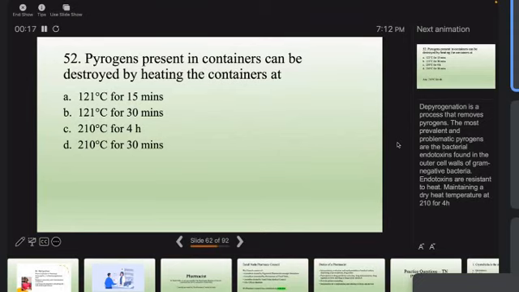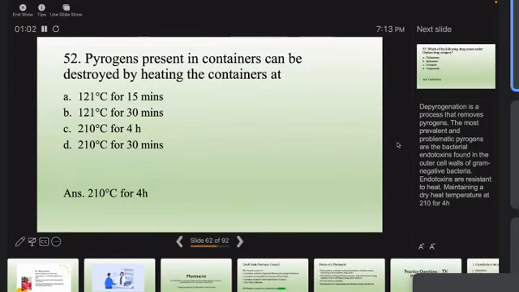This is a little tricky question. 121 degrees Celsius we usually use for autoclaving. Pyrogens are very heat resistant, especially when they are on glass containers. You will have to provide a higher temperature for them. So it is 210 degrees Celsius for 4 hours. Initially it was 250 degrees Celsius for 30 minutes, then they give an interval, and then again 210 degrees Celsius, which goes on for around 2.5 hours. Then this process was revised, and at present what is followed is 210 degrees Celsius for 4 hours.